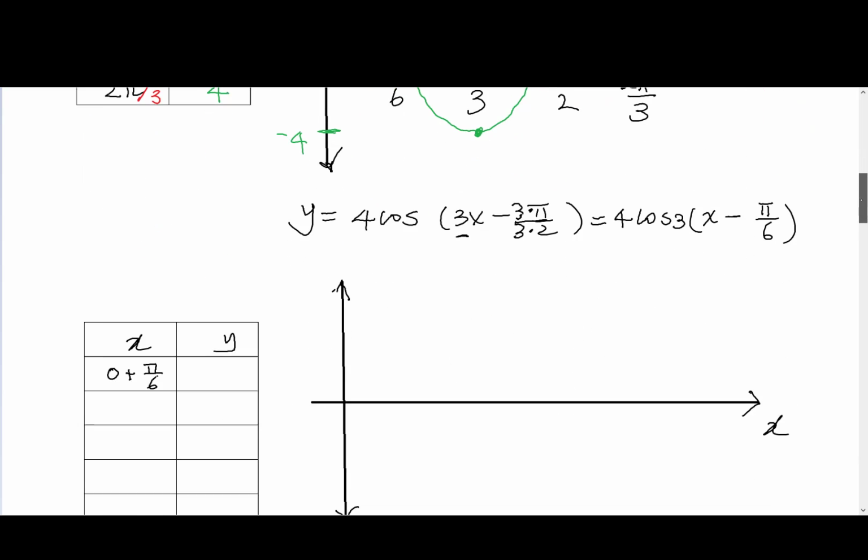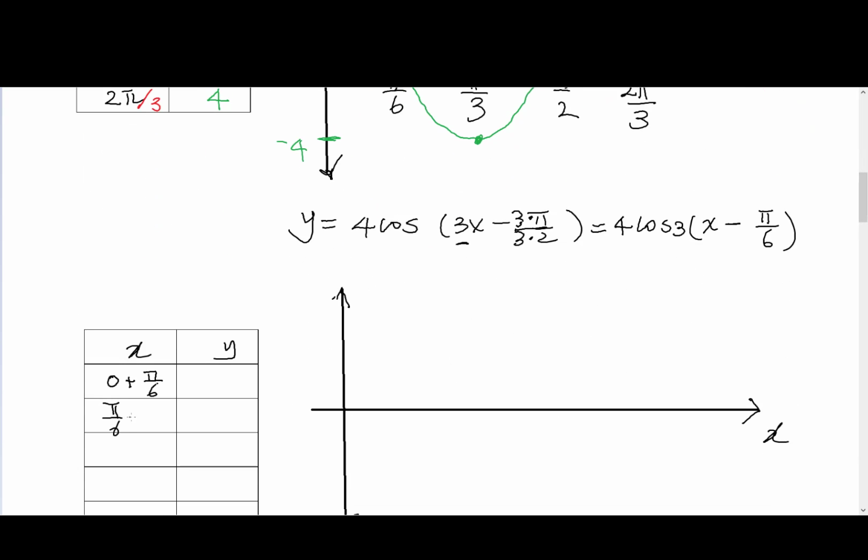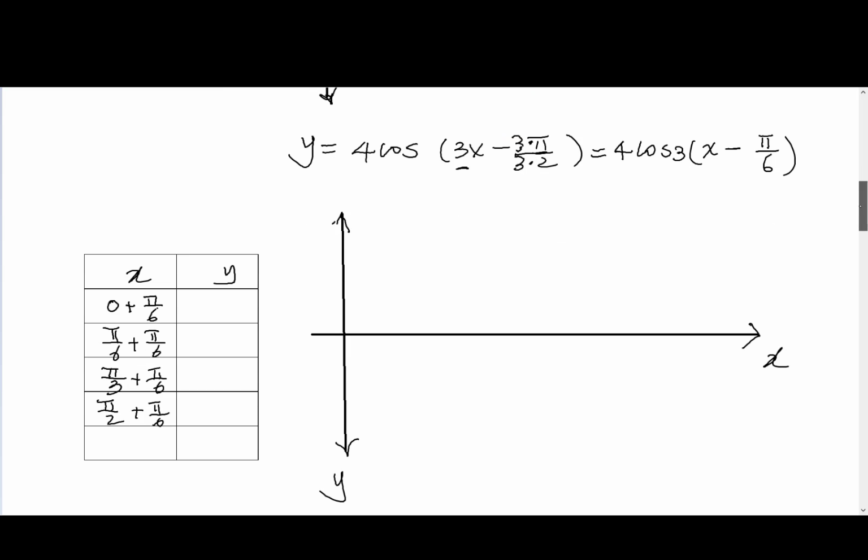The second point was pi over 6 plus pi over 6. Third point, pi over 3 plus pi over 6. And then pi over 2 plus pi over 6. And then 2 pi over 3 plus pi over 6. And these are the new x values. The y values don't change, so they'll be 4, 0, negative 4, 0, 4. And so we are shifting each point to the right by pi over 6.